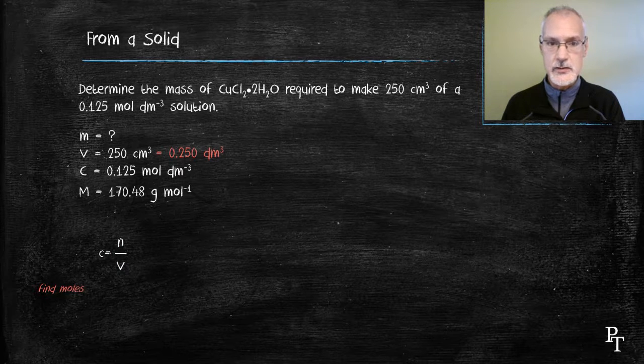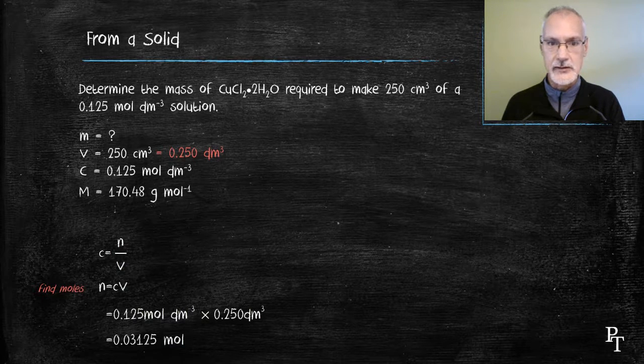I'm going to rearrange this equation now to get the number of moles by itself on one side. So concentration times volume. The decimeters cubed units will cancel, leaving me with moles. Here I'm carrying one more significant digit than I need to, just because I'll round off at the end to the appropriate number.